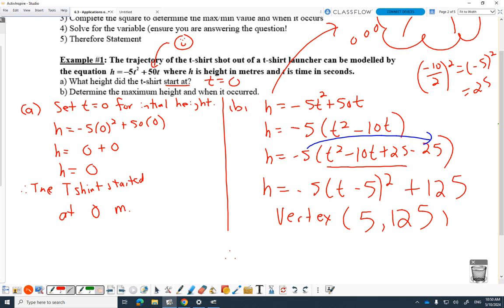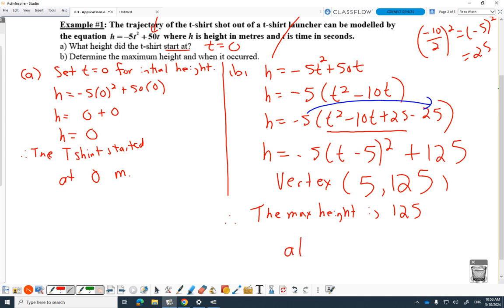Therefore, the max height is 125 at 5 units. Units? Meters. Seconds. You are happy? Todd, this complete the square stuff actually does things. Actually does things, yes. Can actually find the apex, the vertex, the max.